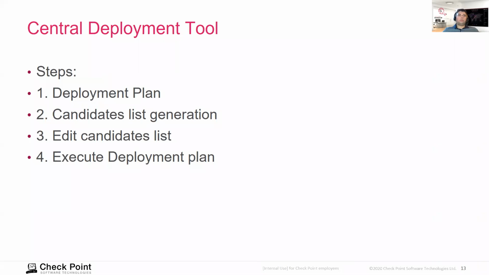The central deployment tool only has a few steps to it. It's actually not too bad. And this works for any of the types that we'll cover, the basic, advanced, or RMA. First step is to create a deployment plan or edit an existing deployment plan. Then, based on that, you'll run a generate candidates list. This allows you to decide which gateways get the deployment plan, the hotfix that you're trying to install, and in what order. And then you can edit it further, as I was saying, so you can tell it which order, and then you execute that deployment plan.